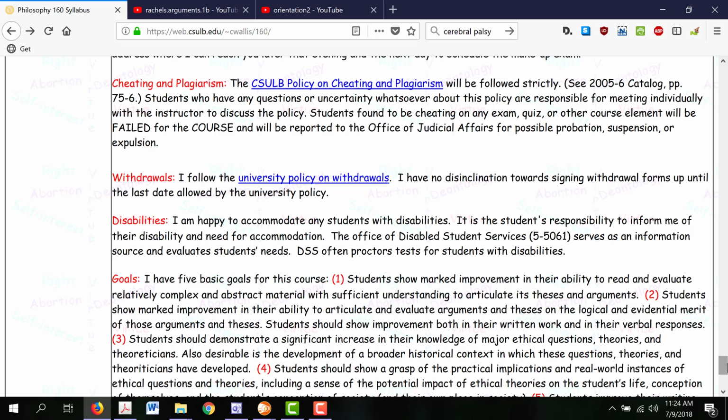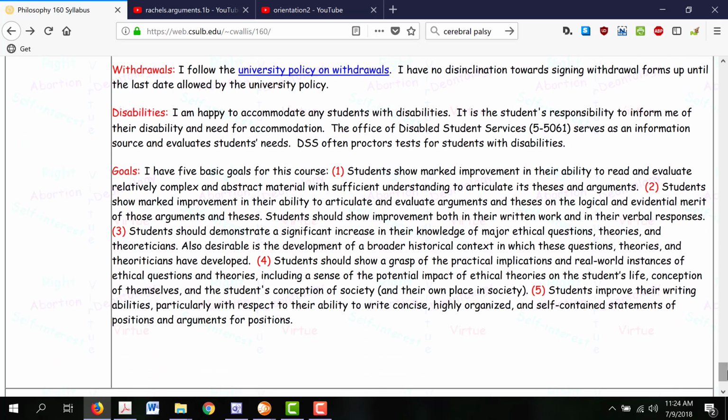Finally, I want to talk about the goals that I have for this course, and I'll try and be fairly brief so I don't go over that 15-minute limit for this third and final component of the evaluation, or orientation lecture. So I have 5 basic goals.